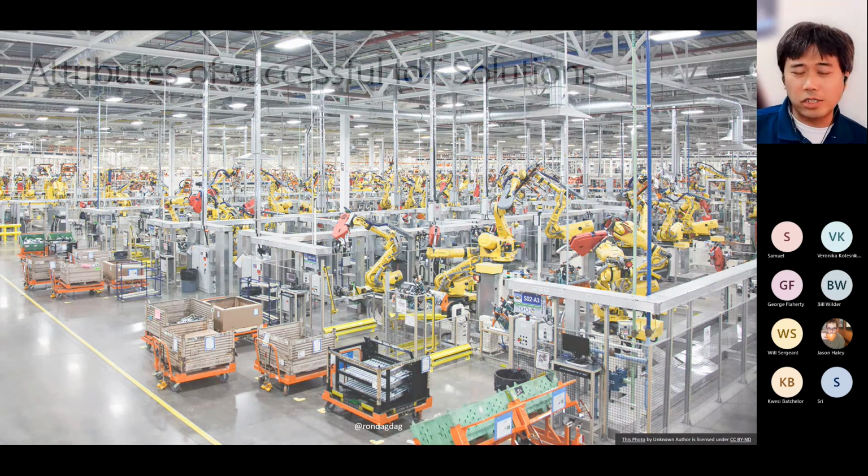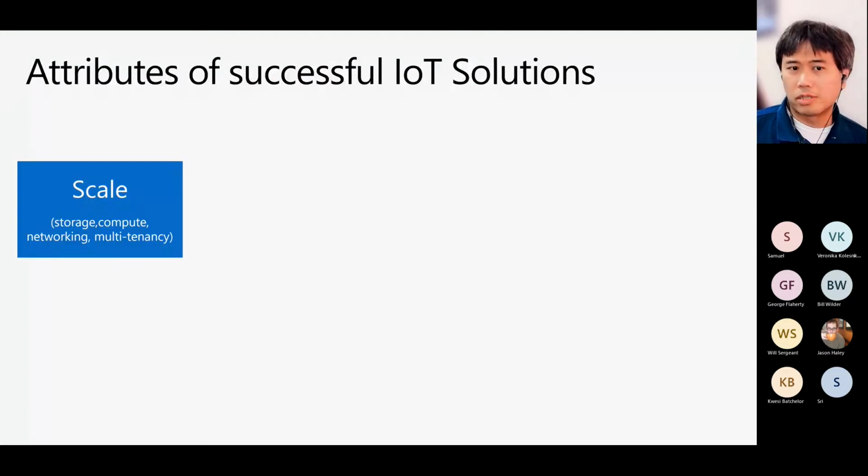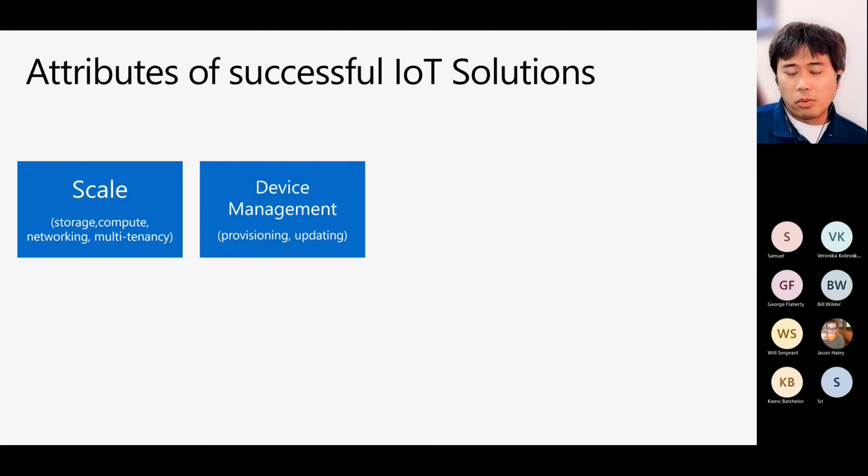And so these are different attributes of what a successful Internet of Things solution is. One is, of course, whenever you're talking about this, you have to think about scaling, not just storage, but you also have to scale compute, networking, and you may have multi-tenancy around your system that you have to consider. Another one is device management. There's a life cycle on one of these devices. You have to figure out, how do you provision them? How do you connect them to the internet, the Wi-Fi credentials and those kinds of things? Or even if they're not using Wi-Fi, how do you update the software on these devices?